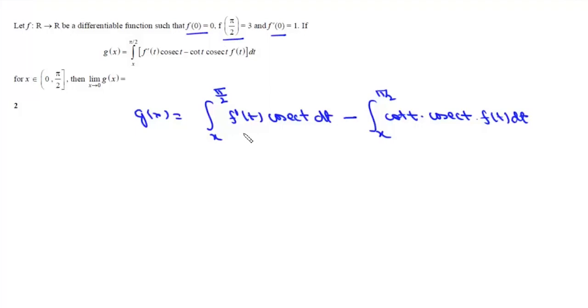Now what we'll do is we'll solve this question taking cosec t as the first function and f'(t) as the second function. So it'll be cosec t, and then the integral of f'(t) will be f(t), and then limits are from x to pi by 2, minus this integral from x to pi by 2.